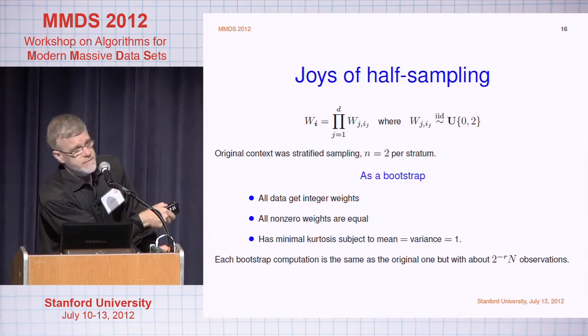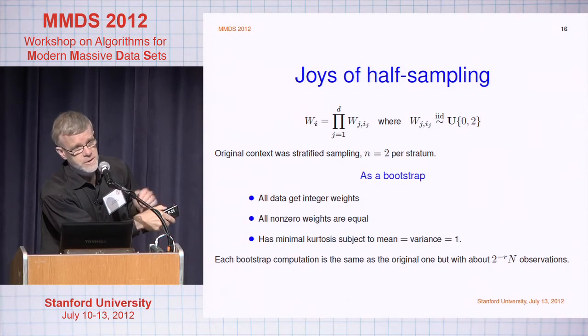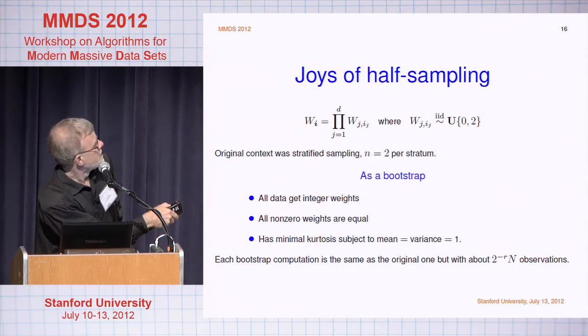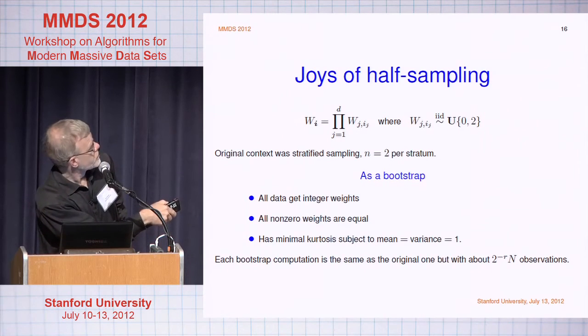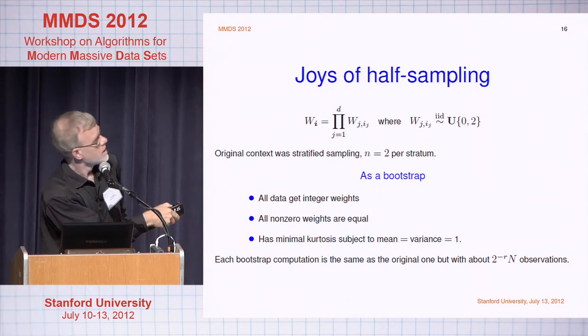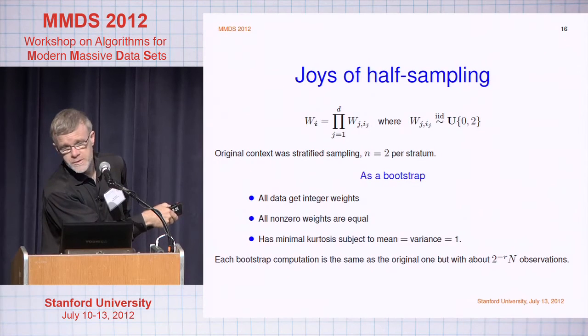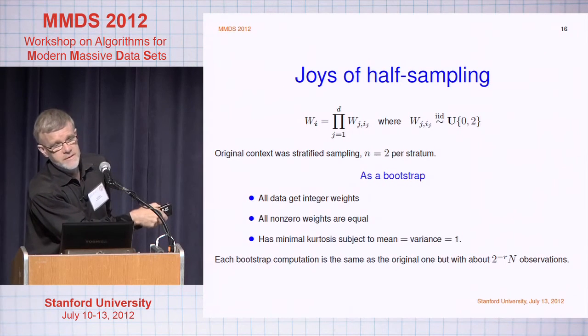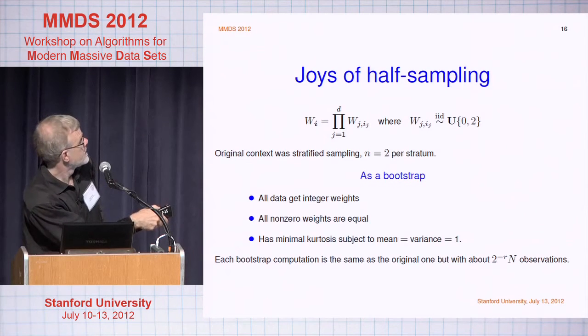In fact, all of the non-zero weights are equal to each other. So you don't even have to mess around with copies. You just select out the ones that got non-zero weight and do your calculation on them. And the other thing is this distribution, which has equal weight on 0 and 2, that has the smallest kurtosis you could have, subject to having mean 1, variance 1. So it's actually statistically the most reliable way to go.